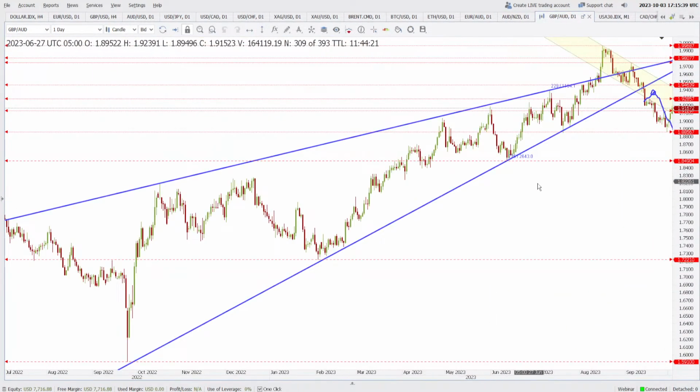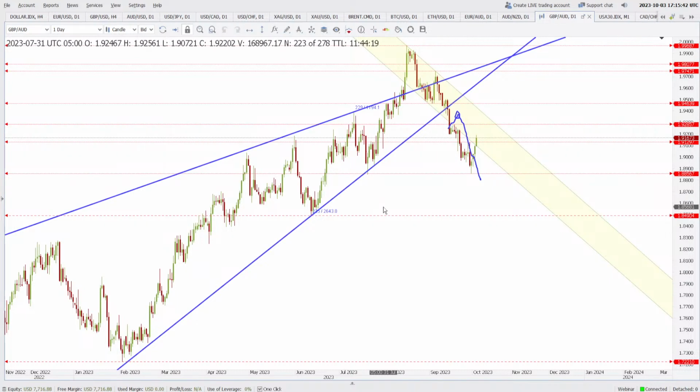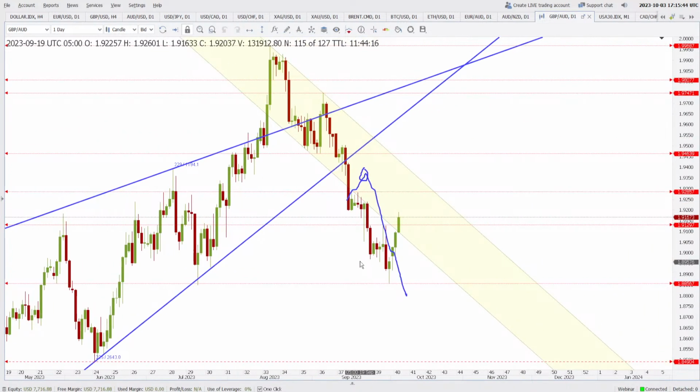GBP/AUD, a lot of buying today because of the sell off in the Australian dollar, and it has gone beyond the recent swing high that the price had made before making this low. So now this is an indication that the pound is stronger than the Australian dollar, and expect 1.9129 to act as a good support once the price starts going towards 1.9285 and 1.9463 also in the coming time.